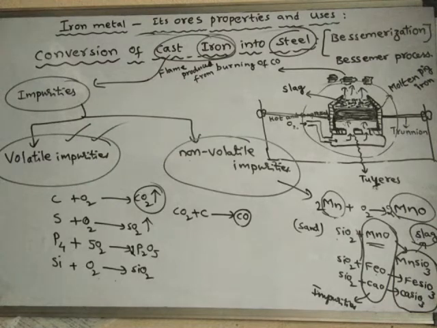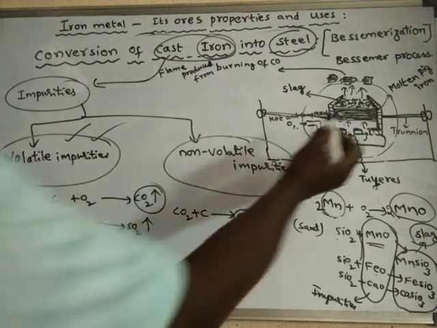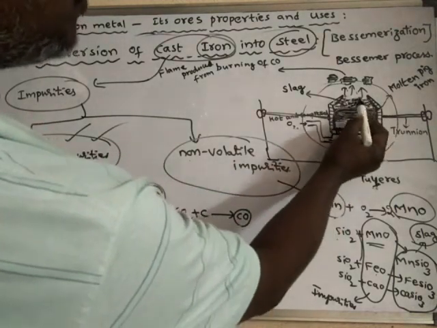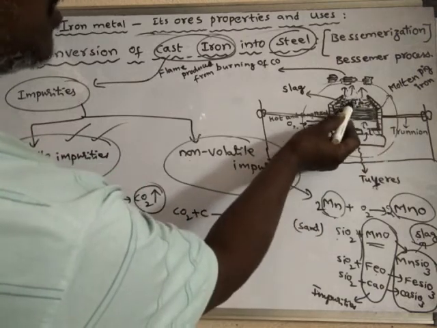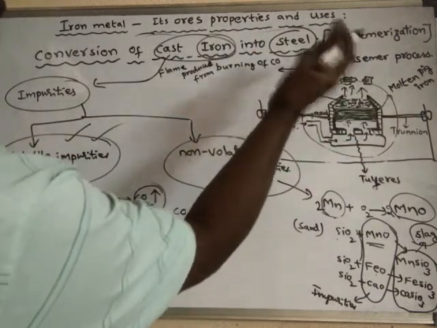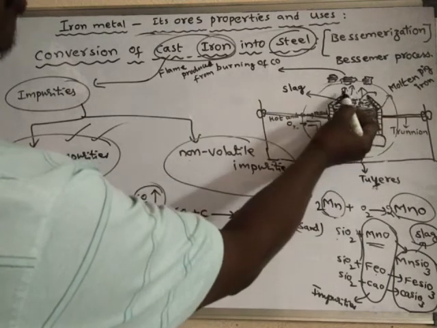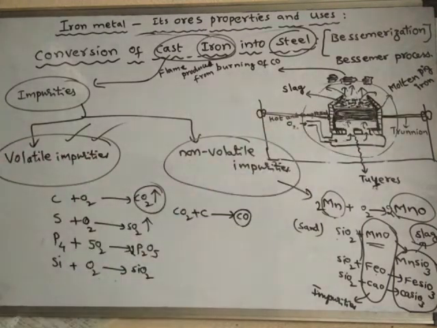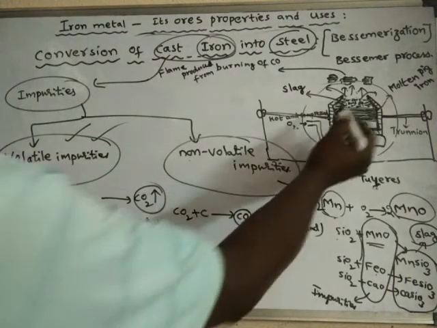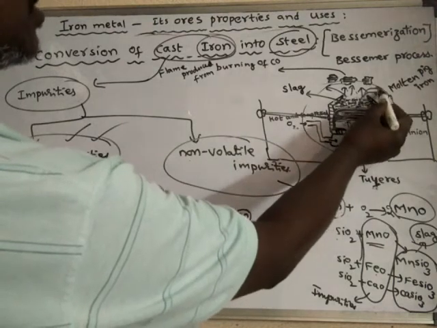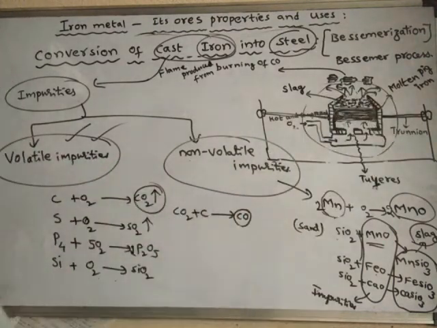The gases formed from the volatile impurities, as well as the slag formed from the non-volatile impurities, are blown out of the nozzle of the converter. This is called the nozzle or opening. From this opening, all the gases are thrown out. Even the slag will be blown out because of the very high temperature.